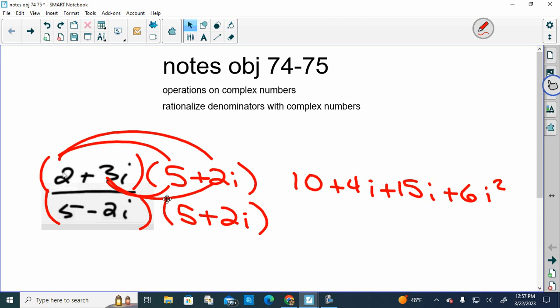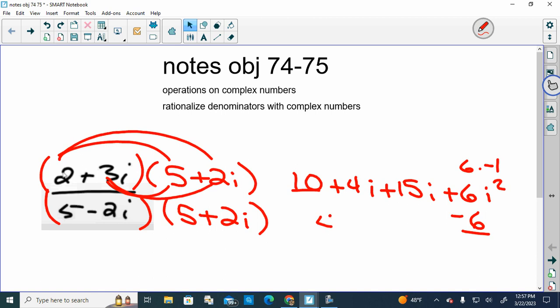Okay, in the last notes we took, i squared is equivalent to a -1. So this is really 6 times a -1, which is just going to change that +6 to a -6. So now I'm combining like terms. So I have a 10 and a -6.